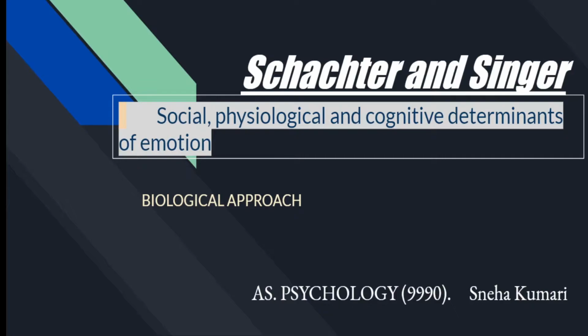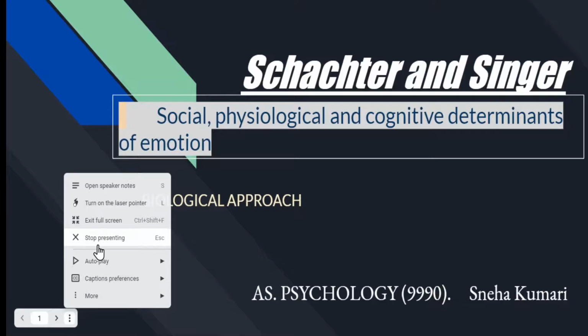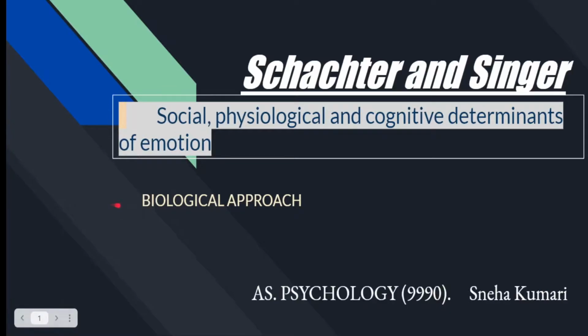So today we will be taking a look at the Schachter and Singer study. This is another study that is part of the biological approach in the AS Psychology syllabus. The name of the study is Social, Physiological, and Cognitive Determinants of Emotion. Basically, we are going to be looking at these three factors and how they affect what emotional state you are in. I find it to be a pretty interesting study, so let's get started.